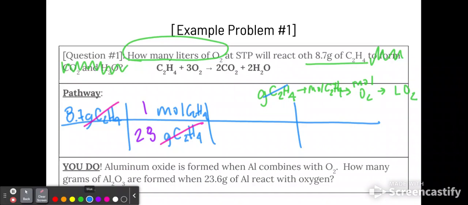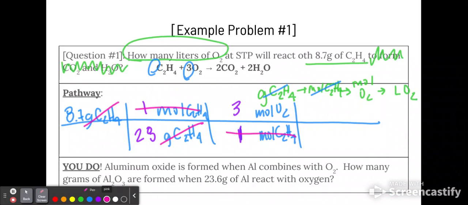We need to go from those to moles of O2 based on our pathway. So they go on the bottom. Moles of O2 go up top. And I'm mole over mole. My numbers come from the balanced equation. So I've got 3 moles of O2 and only 1 mole of C2H4 because there's no coefficient out front. So we're going to put a 1 there and a 3 here. Well, now we can cancel out this whole section of 1 mole C2H4. And from here, now we need to get rid of moles of O2 and go all the way to liters of O2.